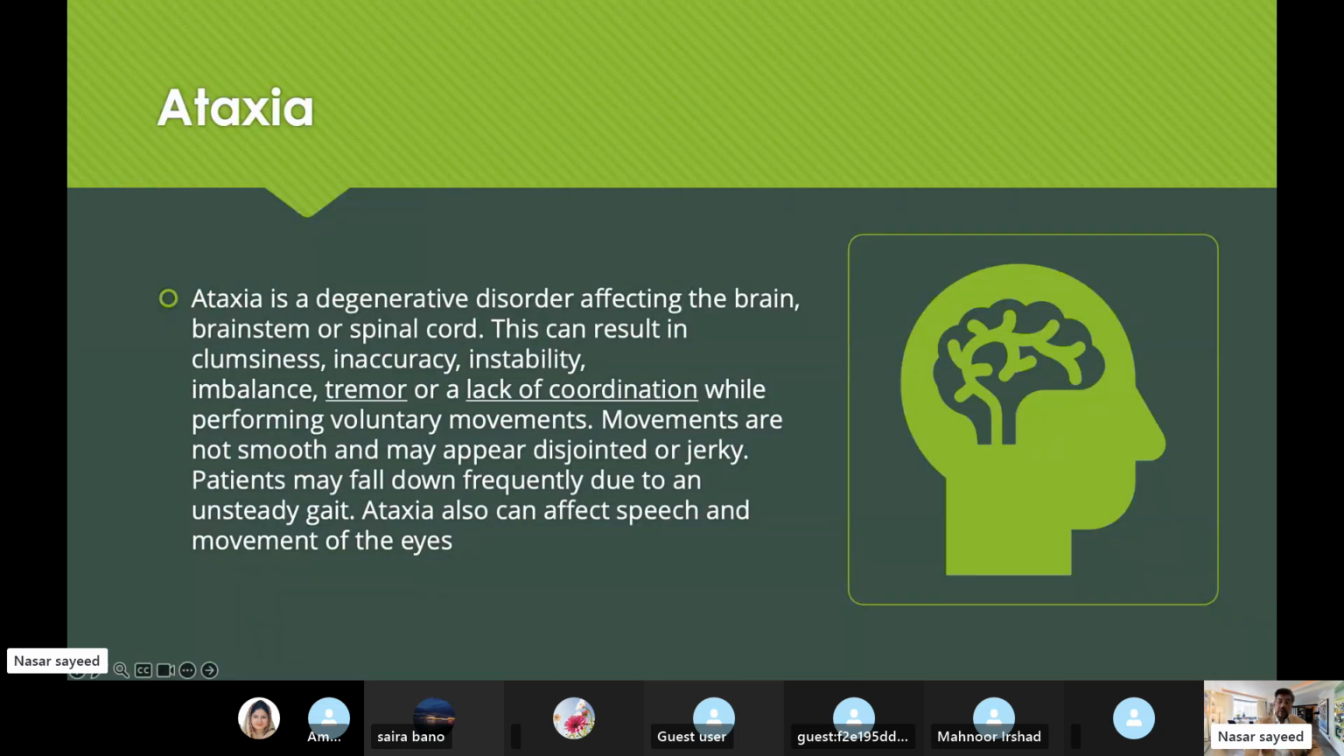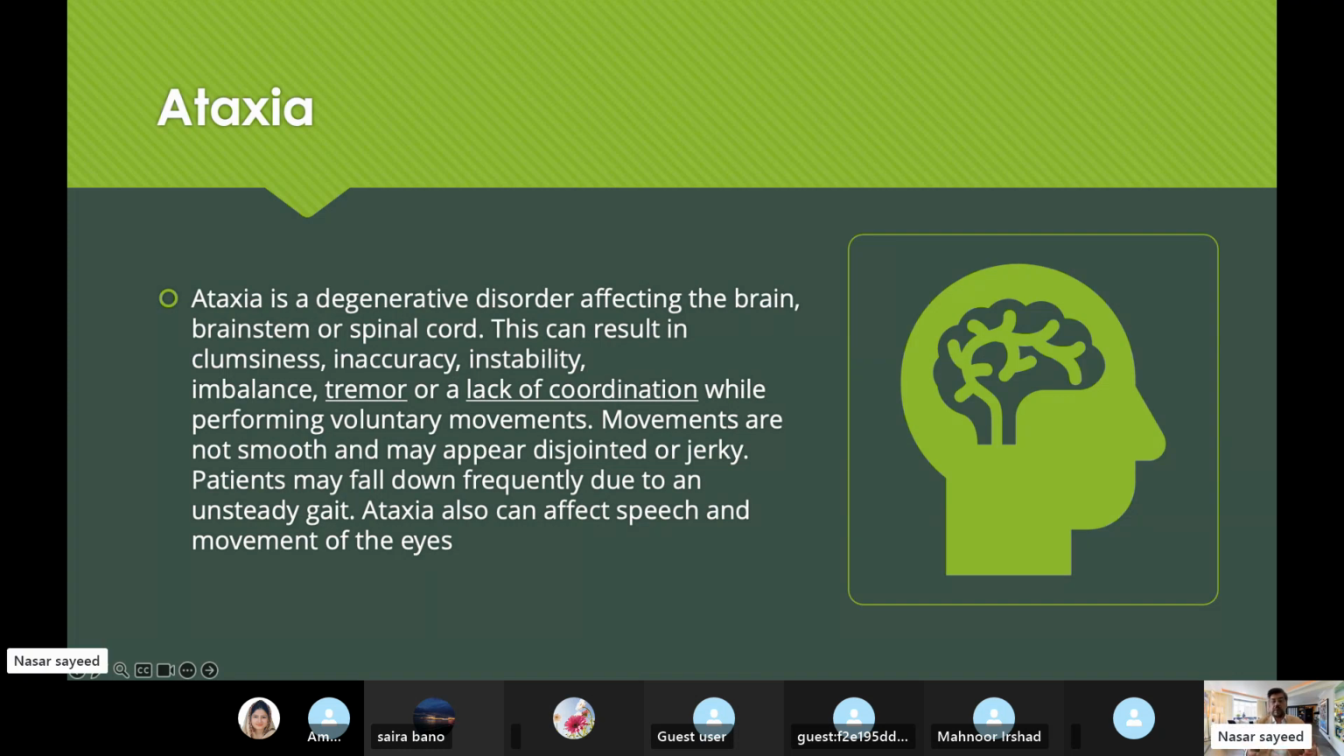Now, as I mentioned in my past slide, if there is a problem with the cerebellum, ataxia is the main presentation. Now, what is ataxia? Ataxia is a degenerative disorder affecting the brain and the brainstem, specifically the cerebellum and the spinal cord. This can result in clumsiness, inaccuracy, instability, imbalance, tremor, and lack of coordination.